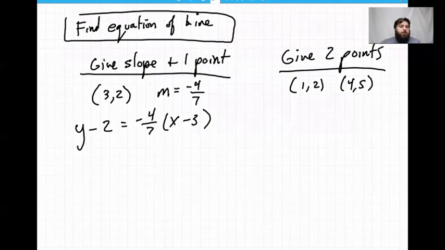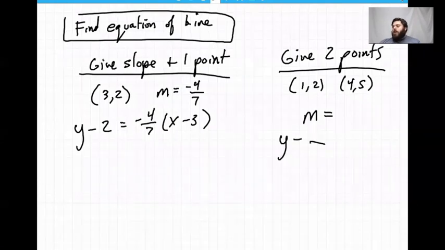Okay, and then you either leave it like that, or if they ask for a different form, then you convert it. Okay, if they give you 2 points, 1, 2, and 4, 5, right? Same process, but we don't have the slope. We have to actually calculate the slope first. So once I find the slope, then I can use y minus y1 equals m times x minus x1. Then I use that formula.